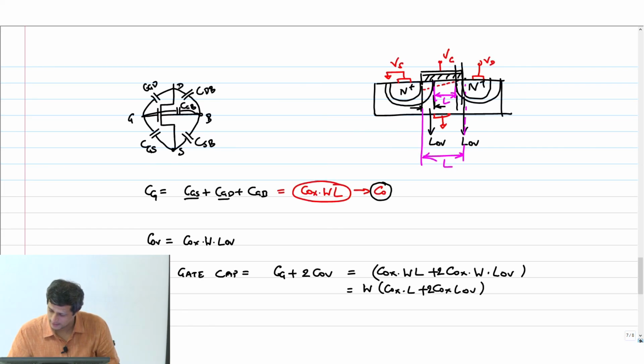This L here, that is the reduced L. Yeah, that has to be the reduced L.